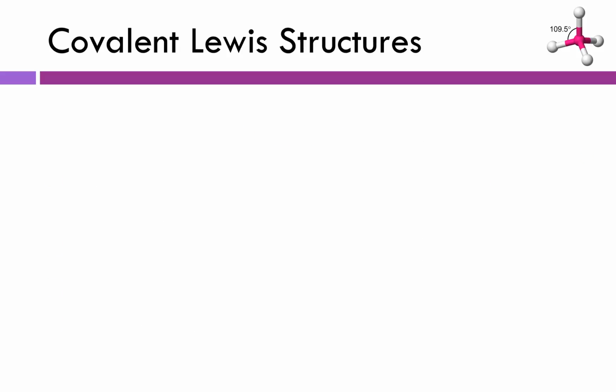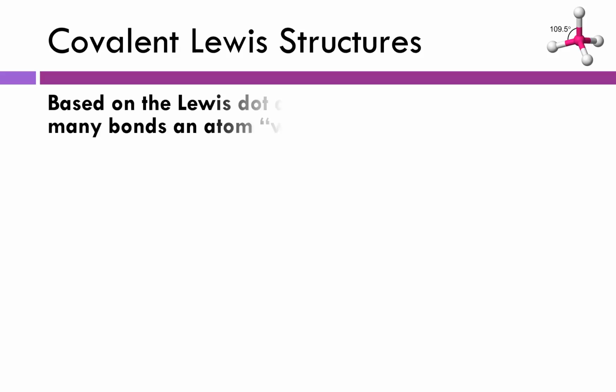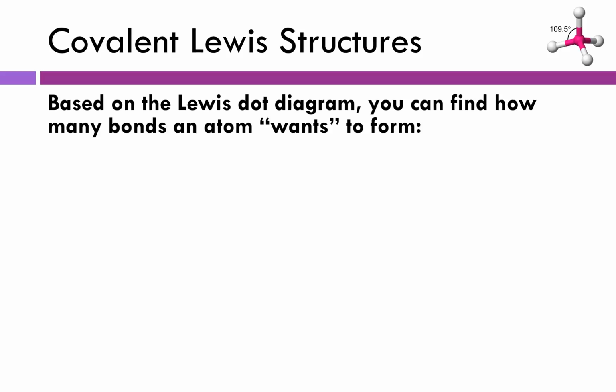Okay, so a couple of lessons ago we talked about Lewis dot diagrams, and that's just when we take the symbol of the element and then based on the number of valence electrons it has, we put the dots around the outside of it. Those are going to be useful again in terms of covalent Lewis structures. We can look at the Lewis dot diagram, and based on how many paired and unpaired electrons that atom has, you can figure out how many bonds the atom wants to form.